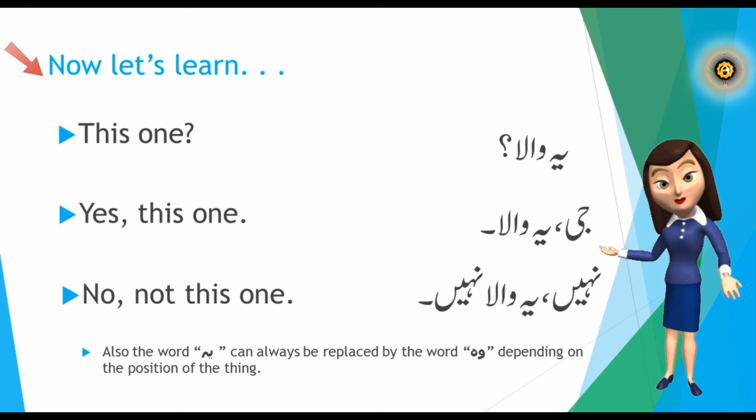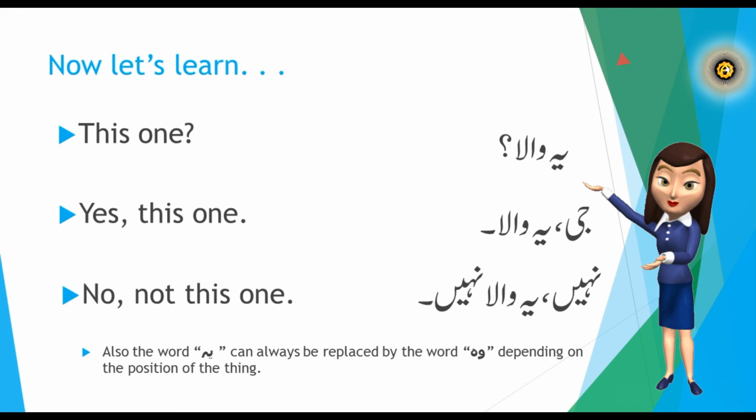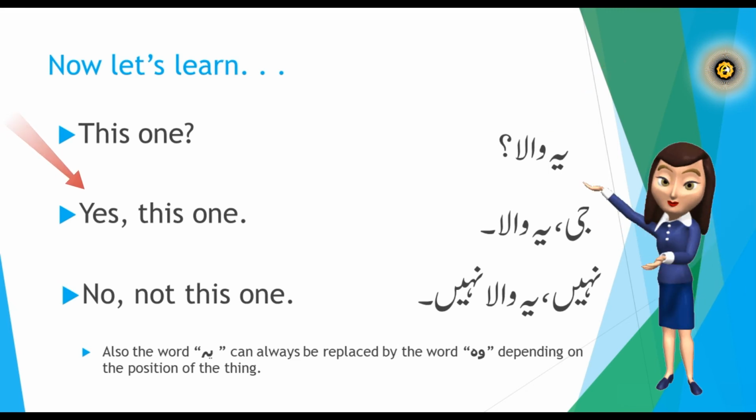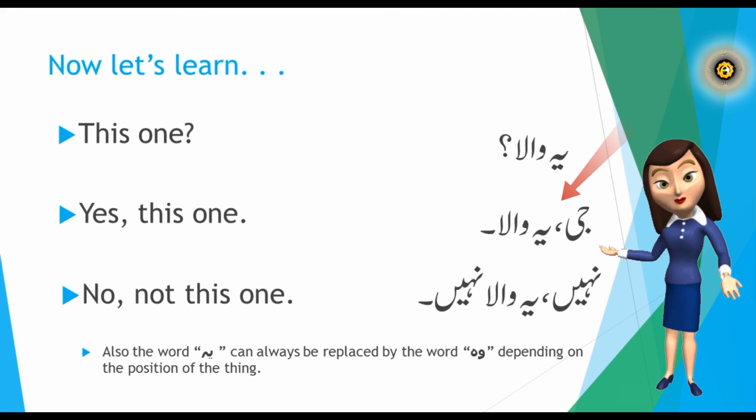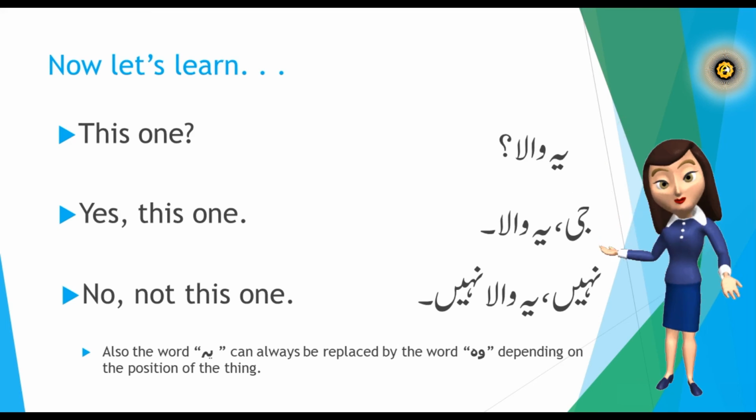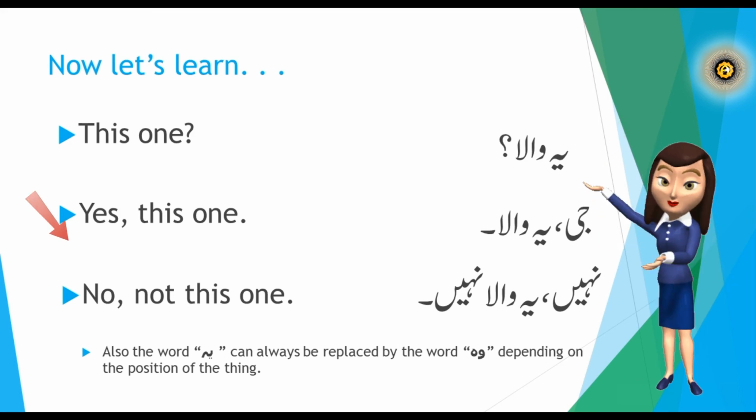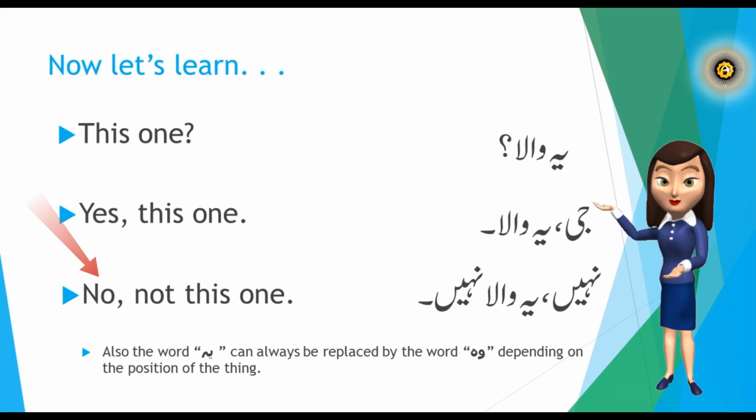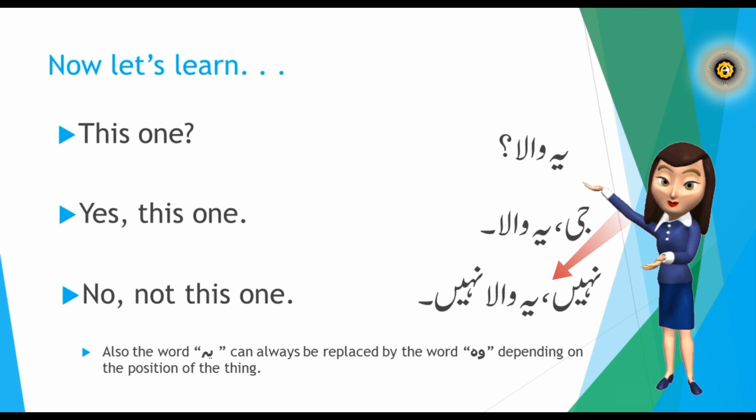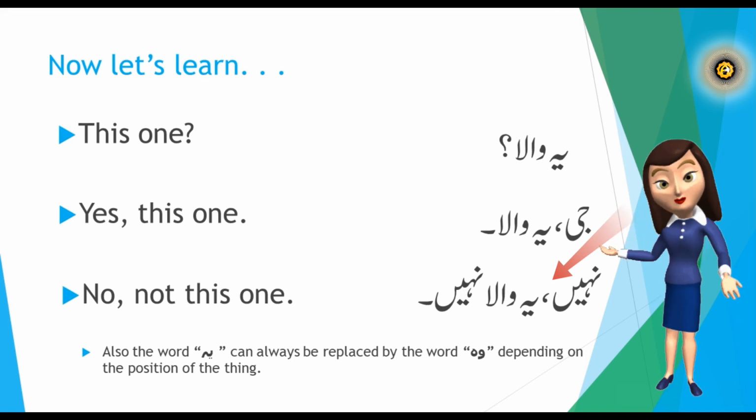This one, in English we say this one, and in Urdu, ye wala. In answer we say yes, this one, and in Urdu it is ji, ye wala. Or if the answer is no, then we say no, not this one, and in Urdu it is nahi, ye wala nahi. Okay? Repeat and practice. Okay? Alright.